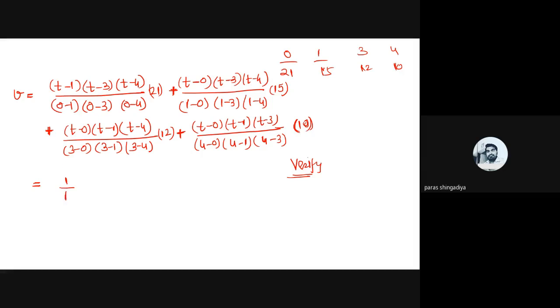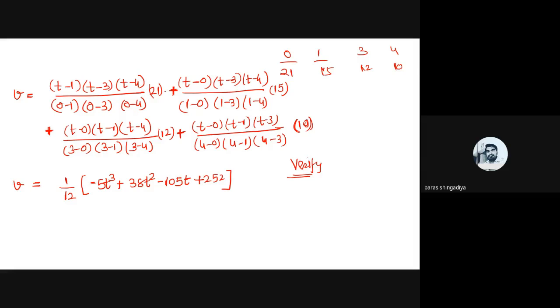It is 1 by 12. The equation of velocity is equal to 1 by 12 in this bracket, minus 5t cube plus 38t square, minus 105t plus 252. That is the final equation you will get after simplifying each term.